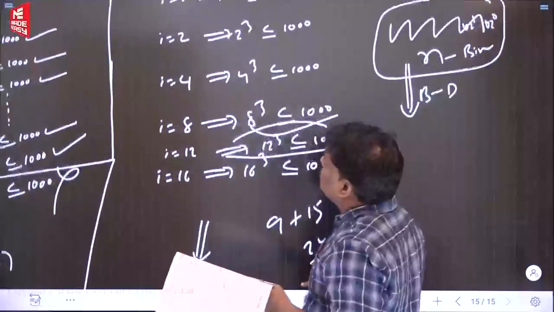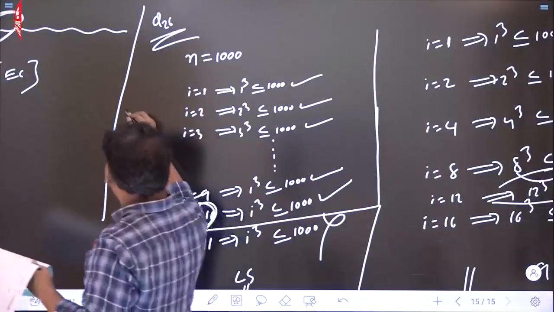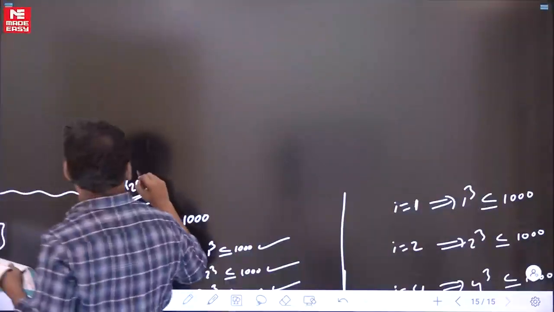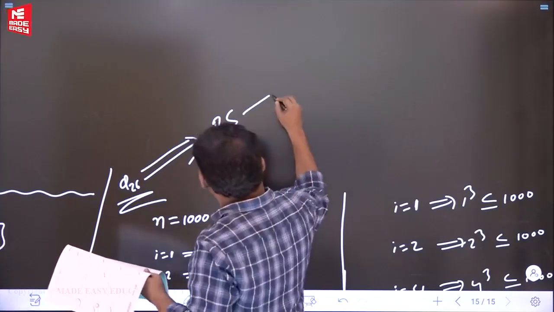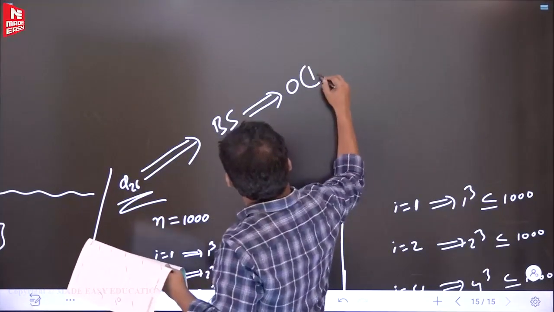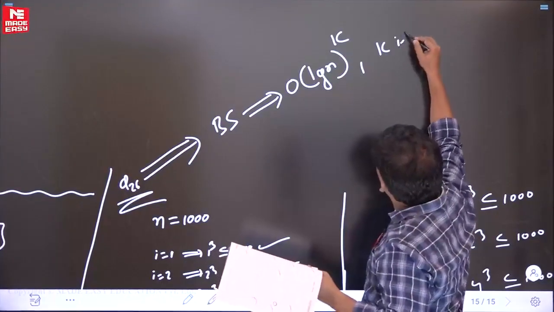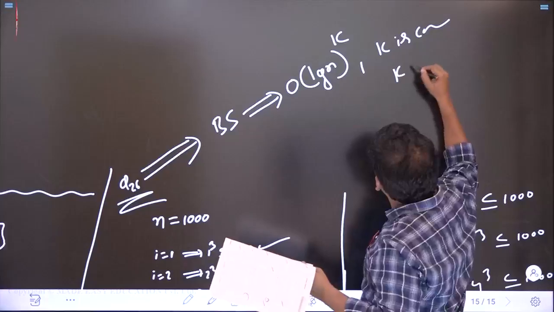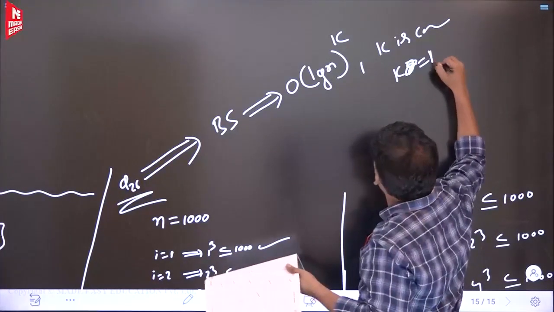For question number 26, these are the keywords finally. Question number 26, you can apply binary search. Answer is order of (log n) whole power k, where k is constant and k greater than 0. You can take k value as 1 also, no problem. So like that.